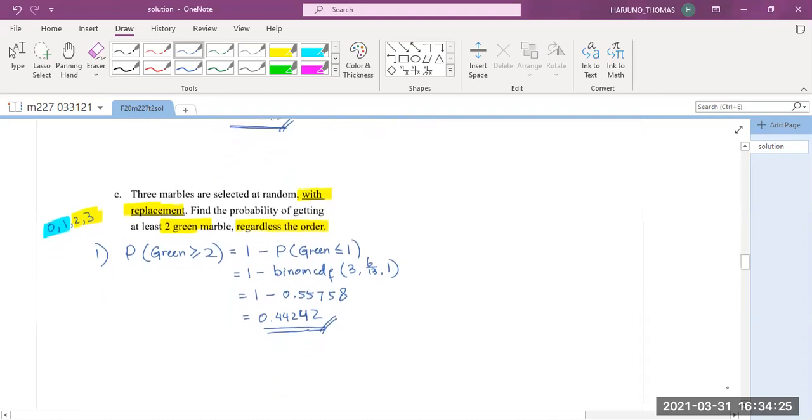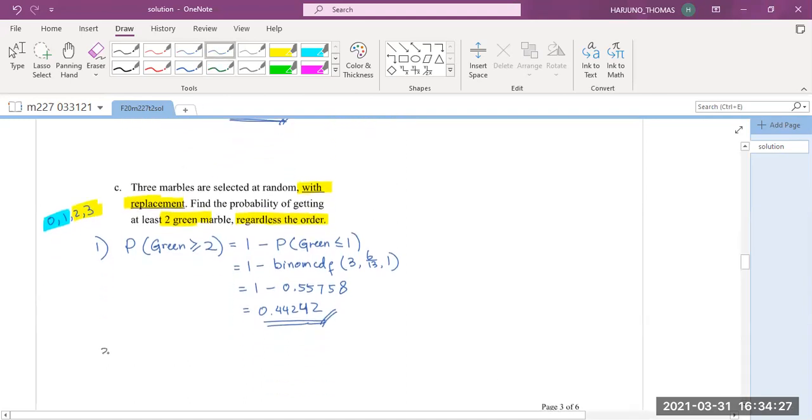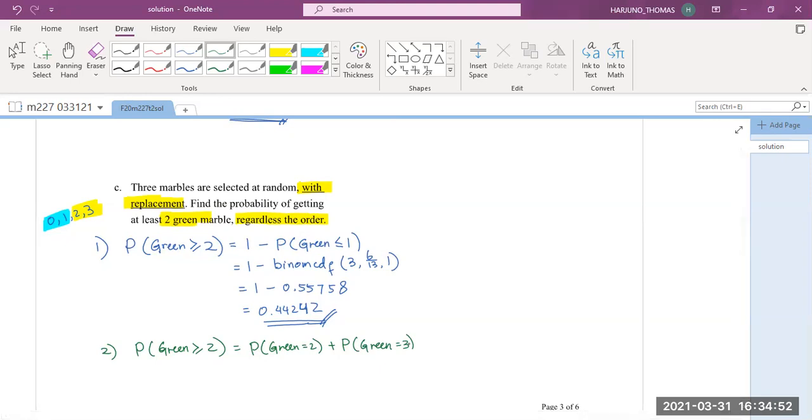The second method is doing it this way. Probability of at least 2 greens. You may do it this way. That's the same as the probability of getting 2 greens plus the probability of getting 3 greens. Now, it is okay to do it this way because there are only 2 things we need to compute, right? Okay, so it's okay if you want to do it this way.